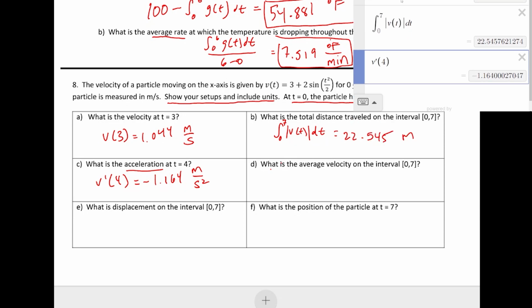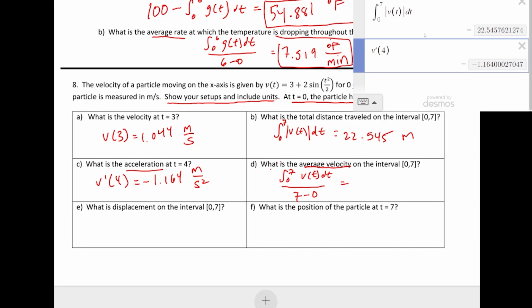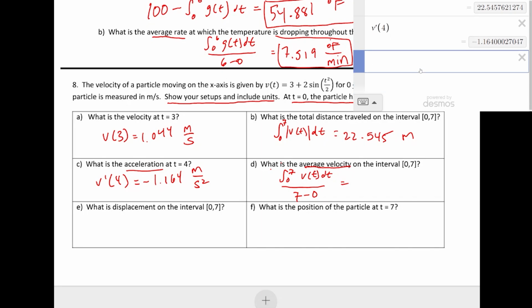Part D says, what's the average velocity? So the average of the velocity function on the interval 0 to 7. So we'll take that definite integral from 0 to 7 of the velocity function with respect to time and divide it by the length of that interval, 7 minus 0. Now we can go back, and I guess we haven't done that yet, so I'll just go ahead and retype it. The integral from 0 to 7 of dt, all that divided by 7 minus 0.